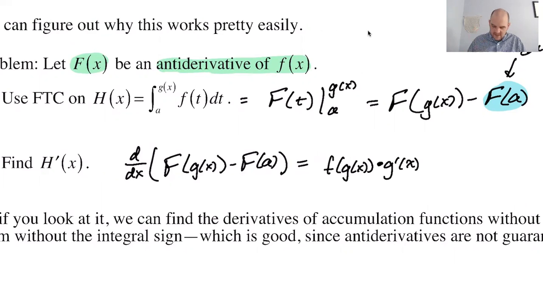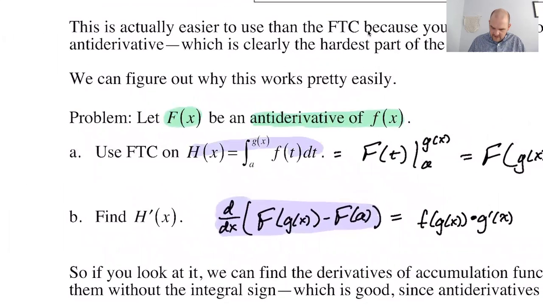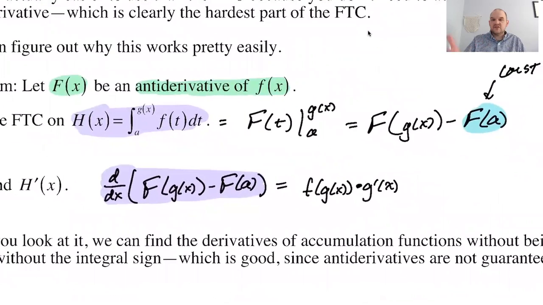So this right here, that's not a good color to use. This is what we're trying to find, right? We're finding the derivative of this. If I find the derivative of this, it's going to be the integrand, which is lowercase f, evaluated at the upper bound, so lowercase f of g of x, times the derivative of the upper bound, g prime of x. Where does that derivative of the upper bound come from? The chain rule. We just did it.